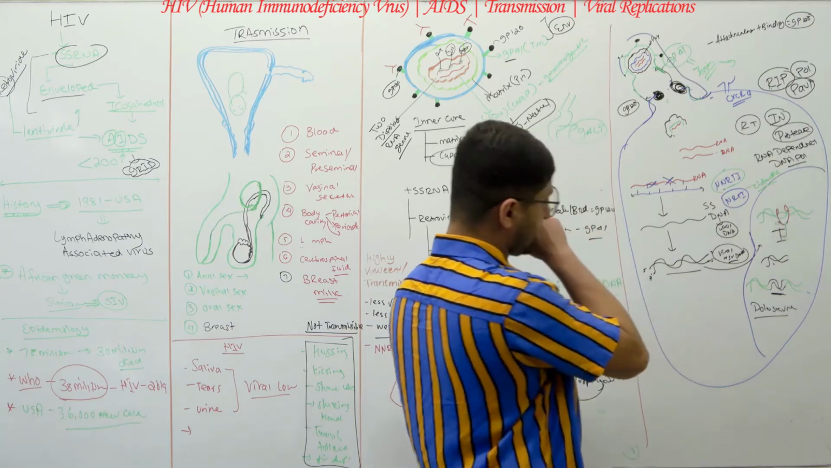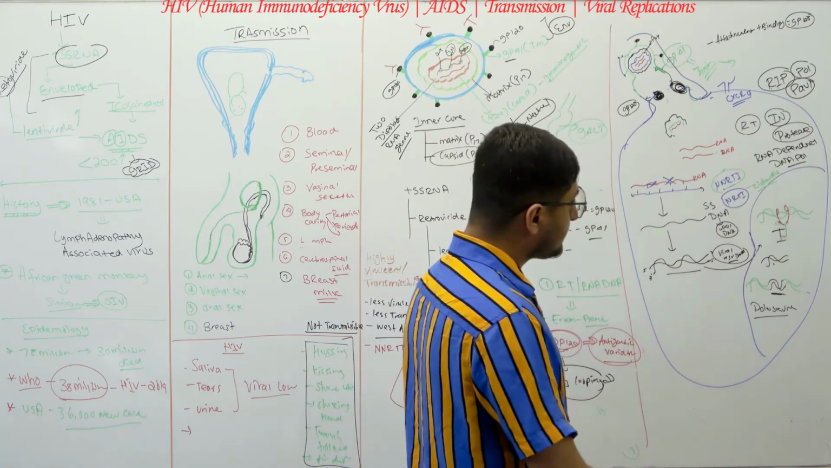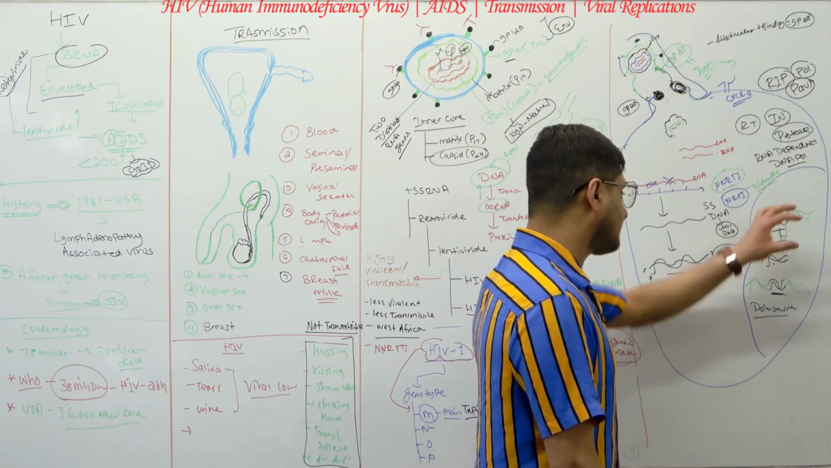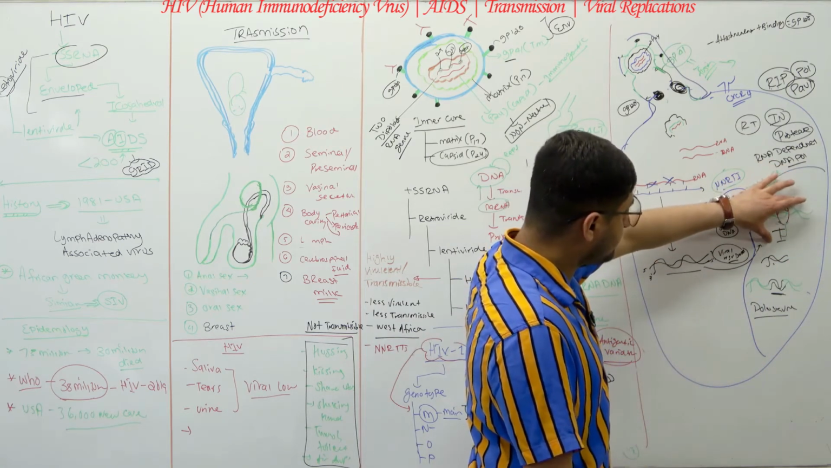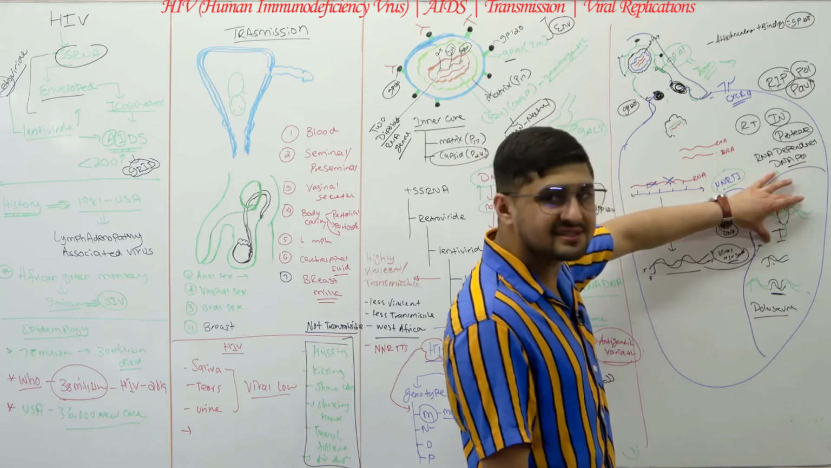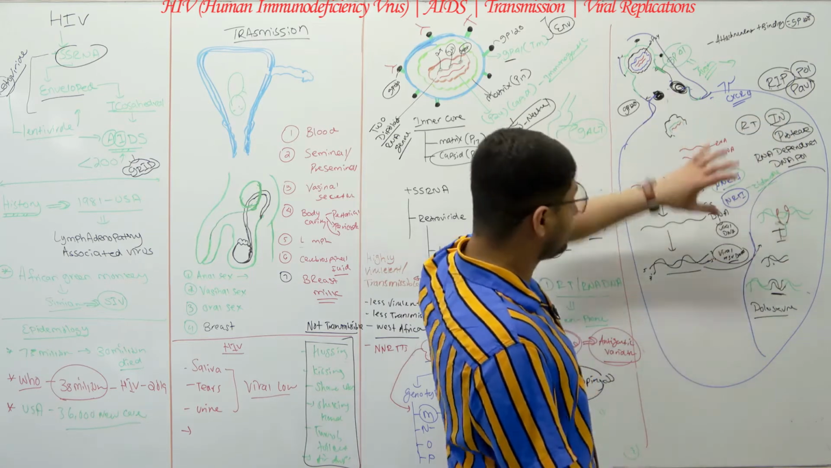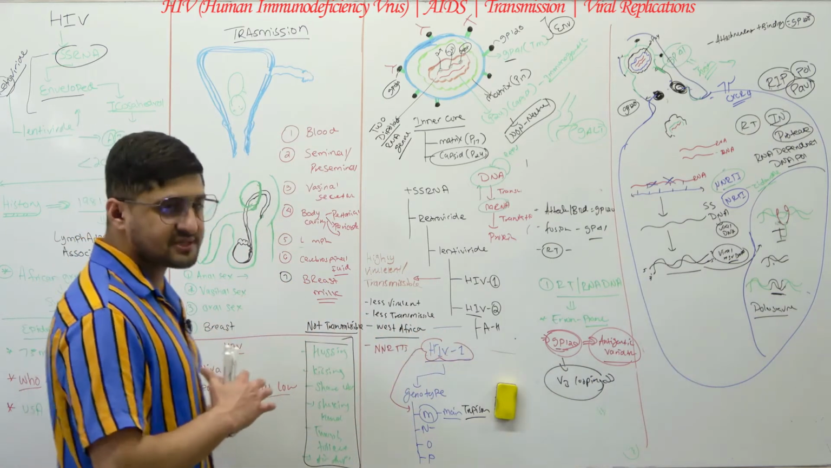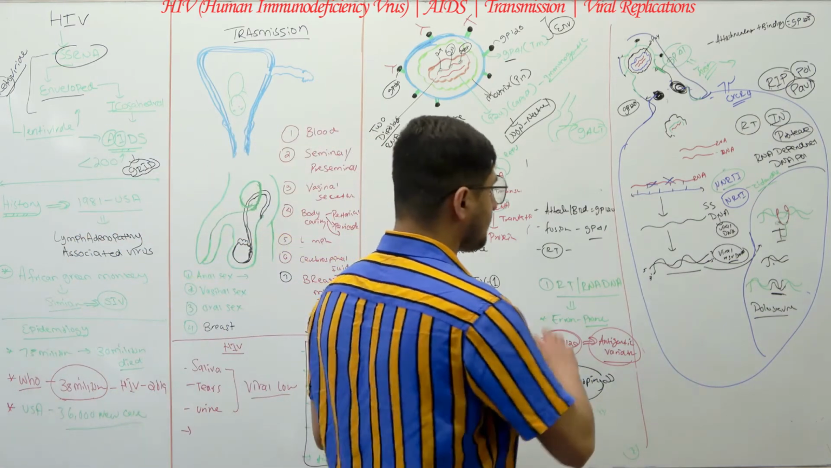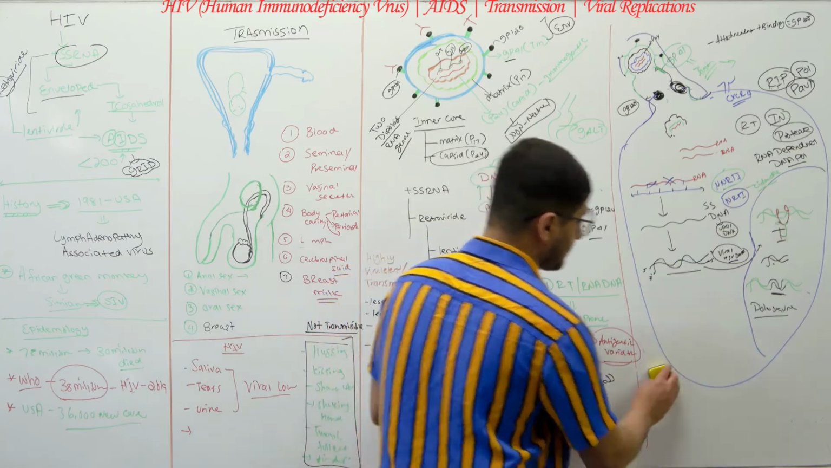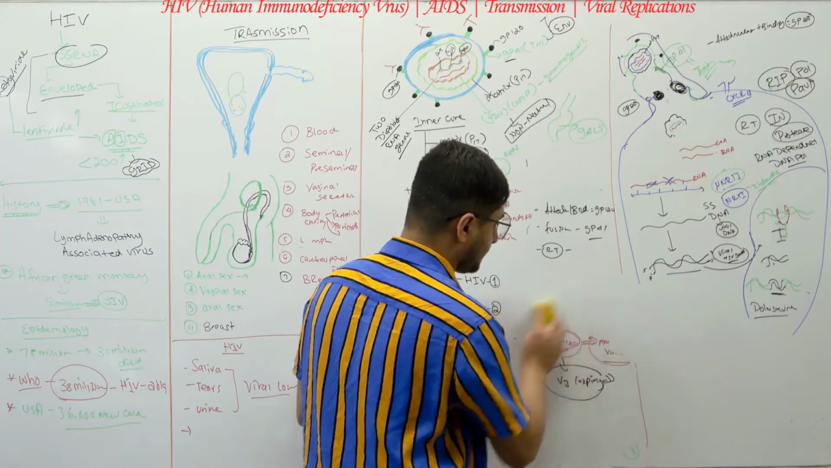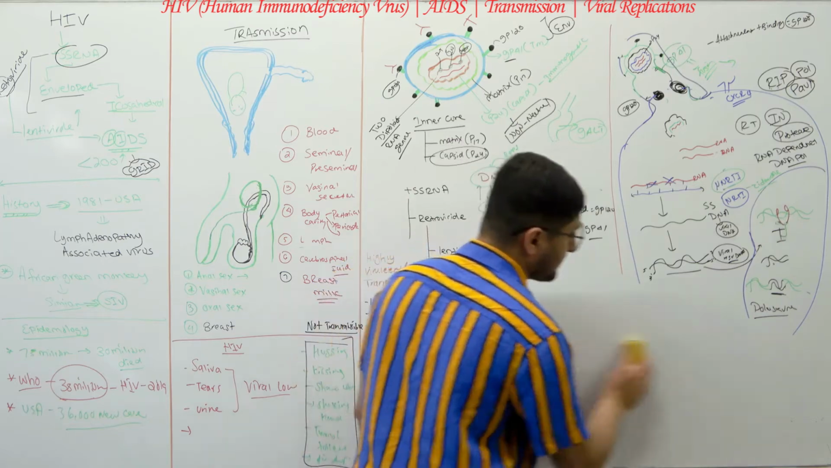After this, we have to talk about the other concept. Let's say that now the virus is basically inside this CD4 positive cell. When it's inside the CD4 positive cell, what are the changes that are going to happen? Let's talk about that. And for that, I'm going to write it down here. Okay, we'll draw it here. All right, it's a very, very important concept here.